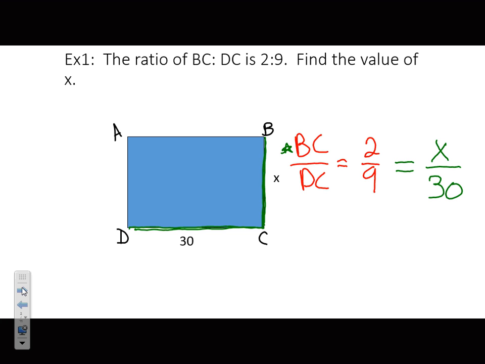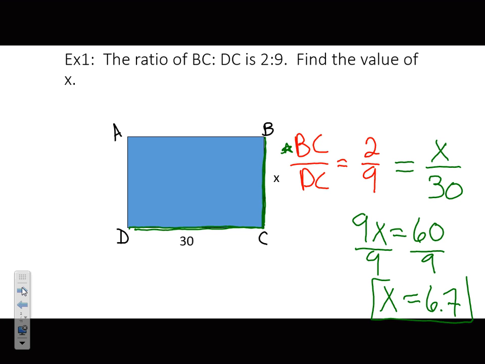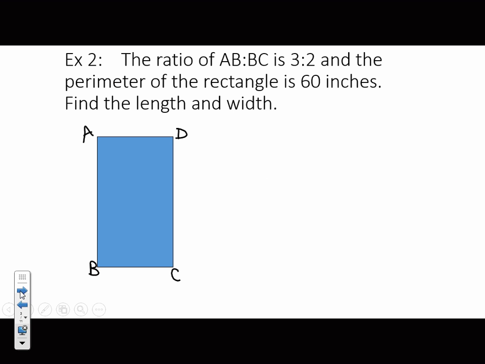Now I'm just going to cross multiply. So I'm going to get 9x equals 60. Divide both sides by 9. And x is going to be 6.7. So this is the same concept that you're going to want to use for number 12 through 16. You're going to use the ratios they give you, and then you're just going to plug in the information left on your picture. Alright, moving on to example number 2.